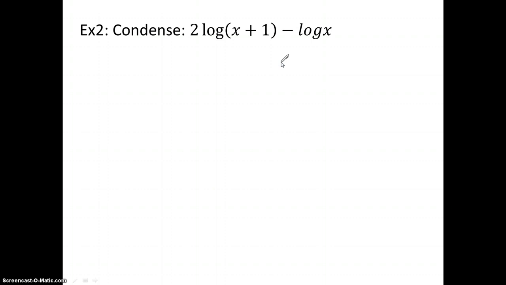So now we have a little bit longer one here: 2 log x plus 1 minus log x. The first thing we're going to do again, if ever we see something multiplied by a log, is take that and bring it up to the power. So we're going to have log of x plus 1 squared minus log of x.